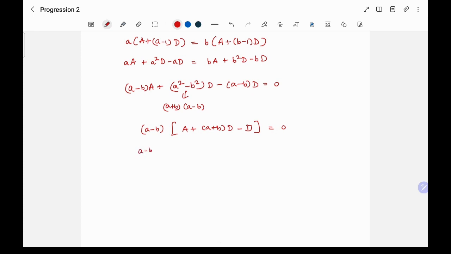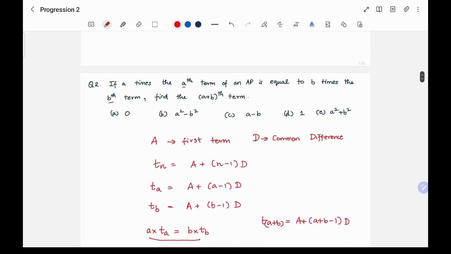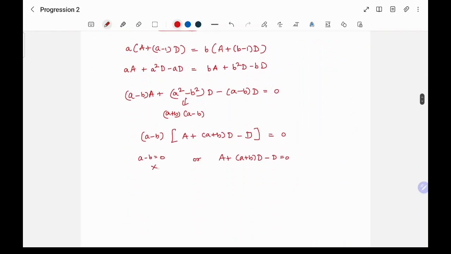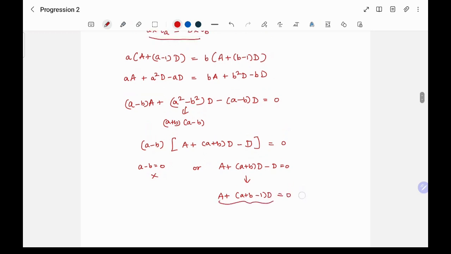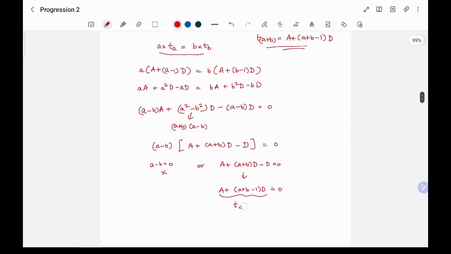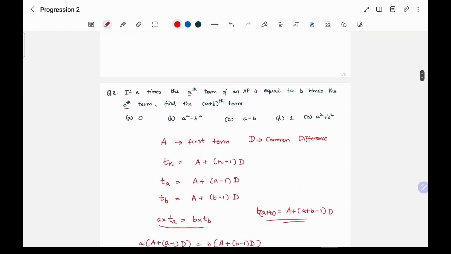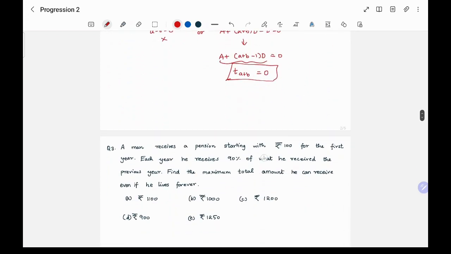So either a minus b equals 0, or A plus a plus b into D minus D is equal to 0. And by assumption, a and b are different terms, so a minus b equal to 0 is not the answer. So this will be the answer. If we simplify this, we get this. But the left hand side is nothing but what we wanted, right? This is nothing but the a plus bth term. So what is the a plus bth term? It is 0. So we have option A. Okay. Let's go to the next question.